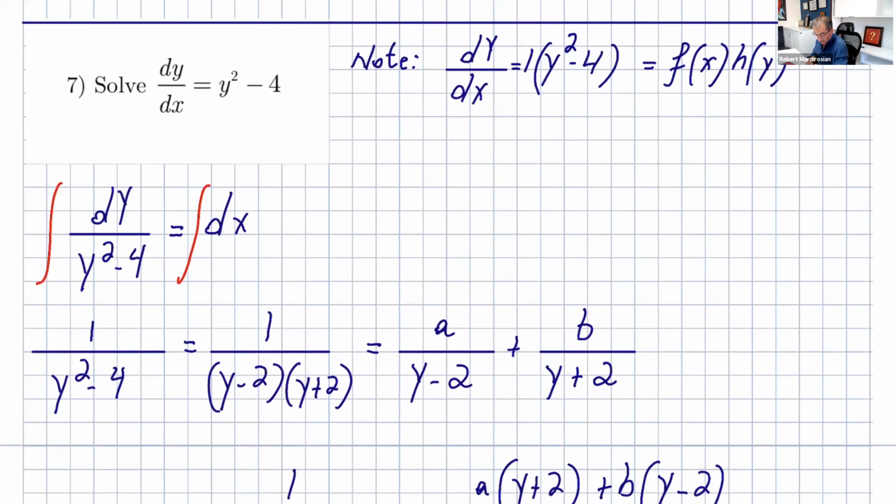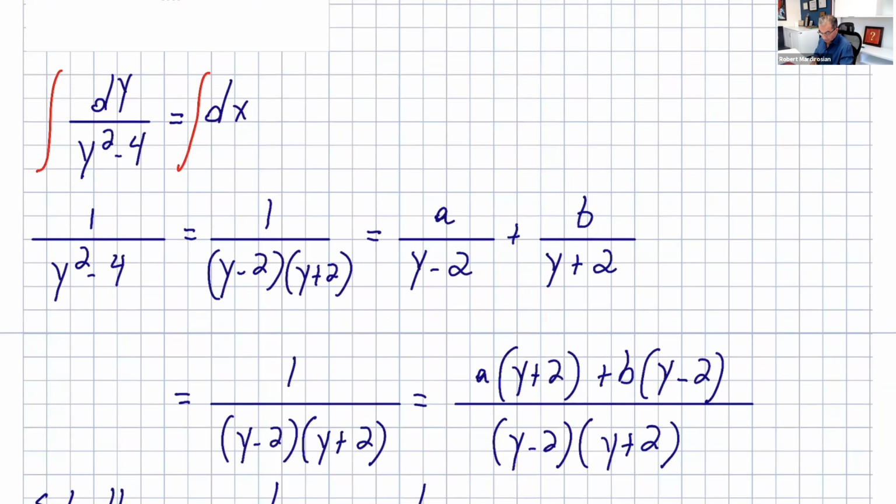Next one, number 7, dy dx equals y squared minus 4. Separate the variables. Again, if you isolate dy dx, that's what you get. So basically, this is your f of x, and that's your h of y. You don't have to do that if you see what type of equation it is. So you write dy over y squared minus 4 equals dx. Now, how do we solve this one?